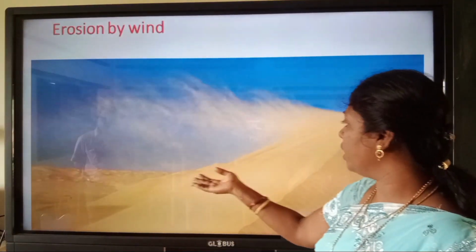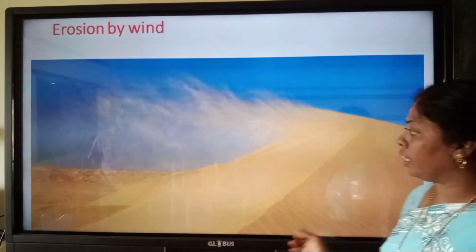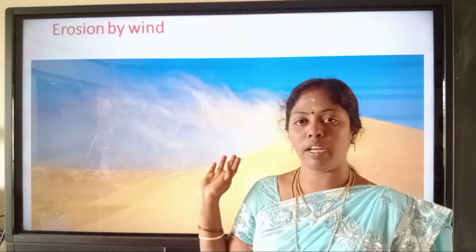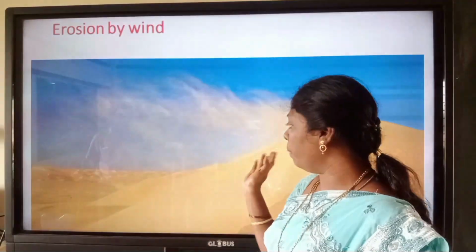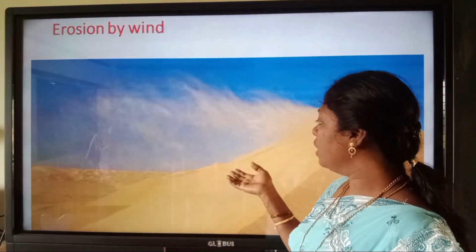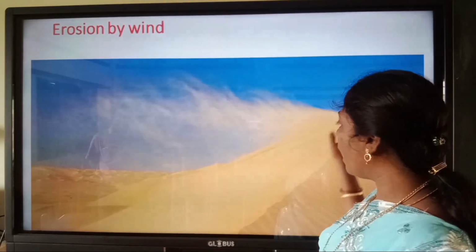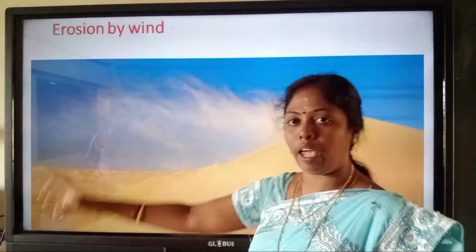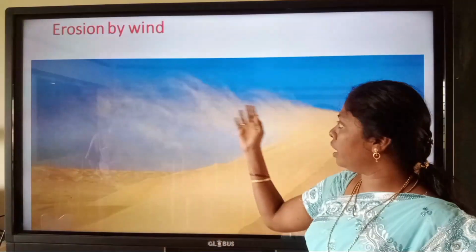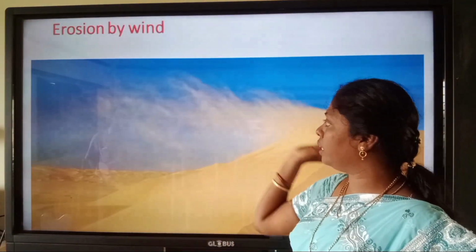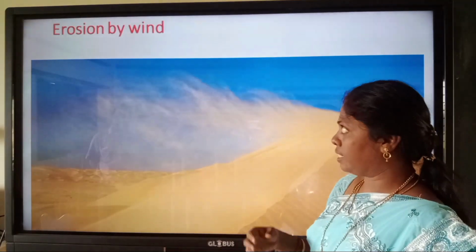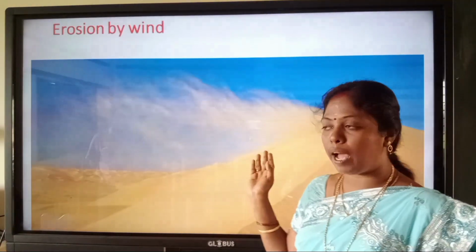So next you can see this is a bare land. Can you see any trees over here? No. That means it is a bare land. So easily the sand particles are blown away by the wind. Can you see the wind is blowing all the sand? Yes. So this is erosion by wind.